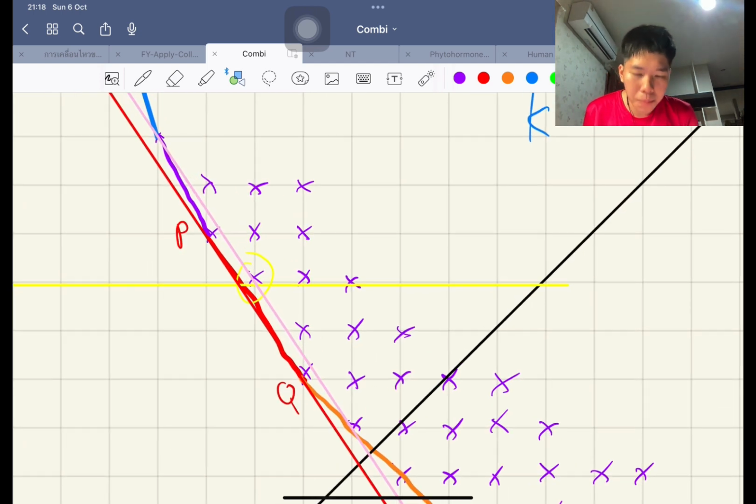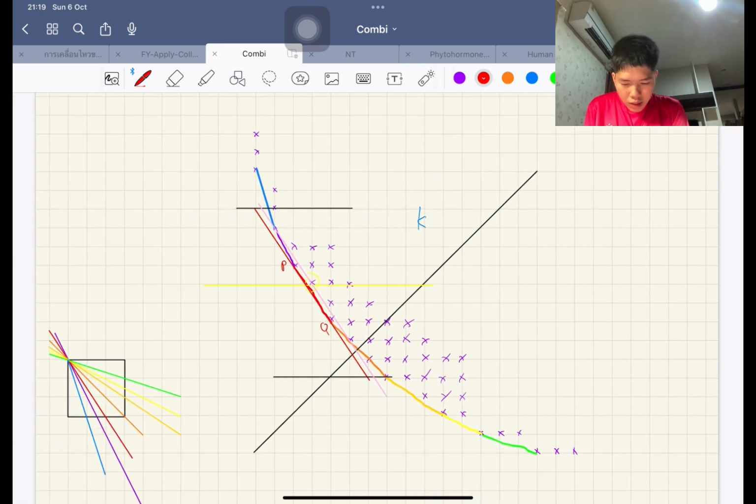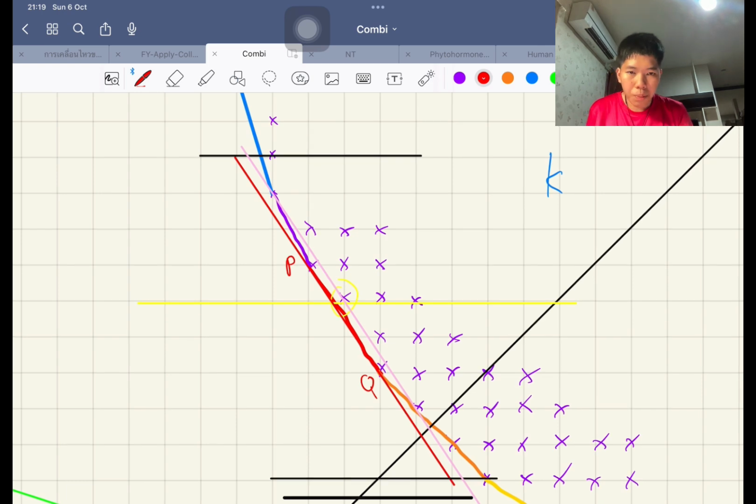But the thing is that when we count the number of points on or below the pink line for the neighborhood of A, I'll just label it for now. This one we call it A. The number of butterflies on the pink line or below in the neighborhood of A is at least one more than the same thing for P and Q. Therefore, it has to be crowded.